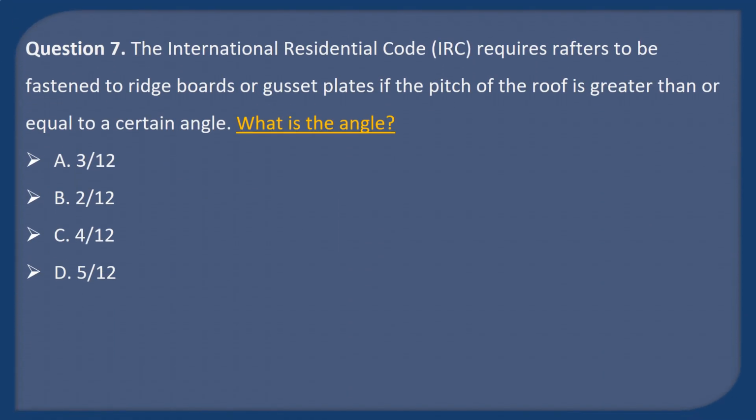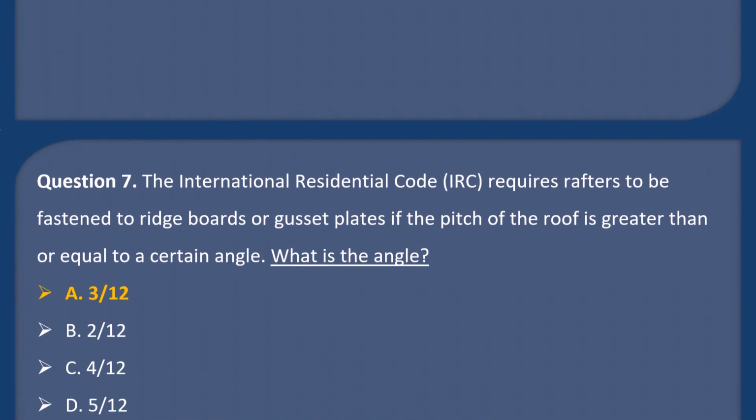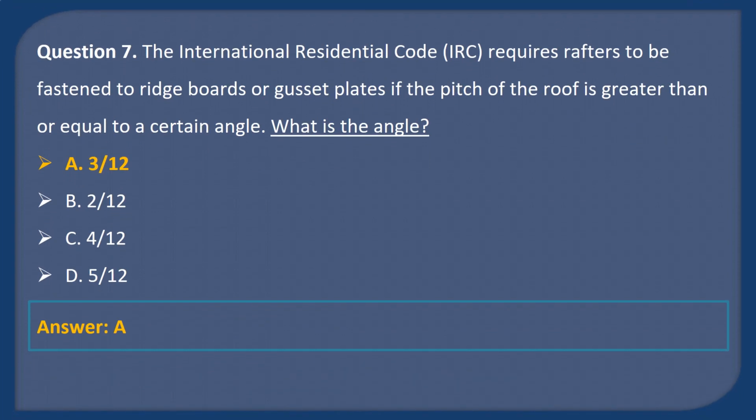Question 7. The International Residential Code (IRC) requires rafters to be fastened to ridge boards or gusset plates if the pitch of the roof is greater than or equal to a certain angle. What is the angle? A. 3 per 12, B. 2 per 12, C. 4 per 12, D. 5 per 12. Answer A.